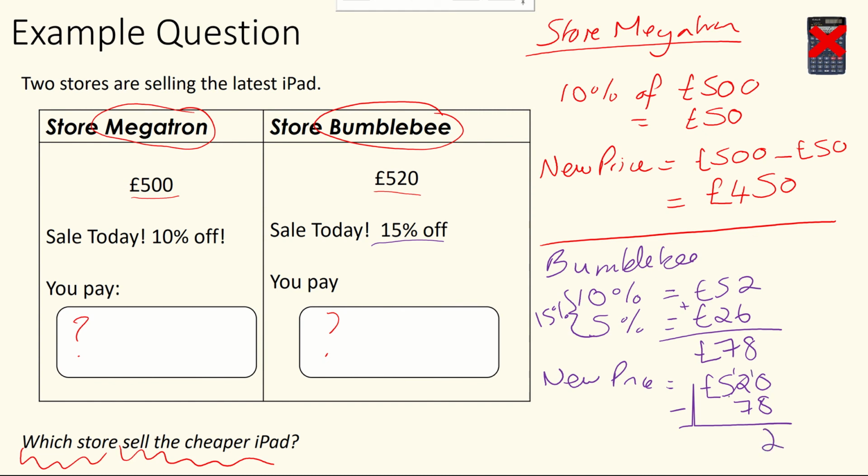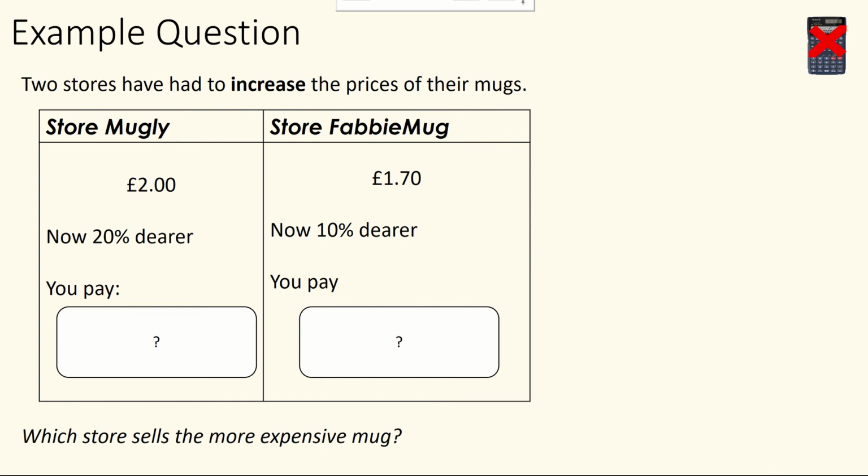Can't take 7 away from 1. So I'm going to borrow 1 from the 5. So now it's 11 take away 7. That's 4. And then that should be a 0 there. 4 take away 0 is 4. So their price is £442. Which store sells the cheaper iPad? Well, it's Bumblebee. So it may have been more, but the percentage off was higher. But it was close.